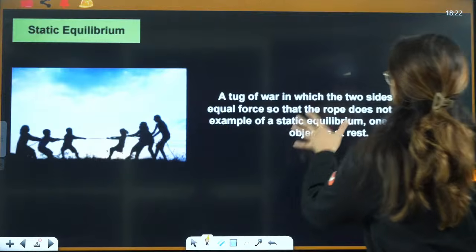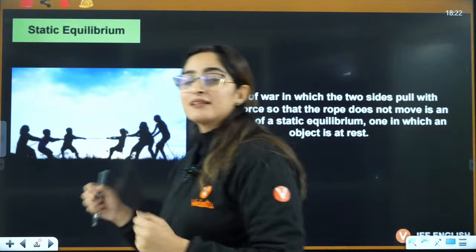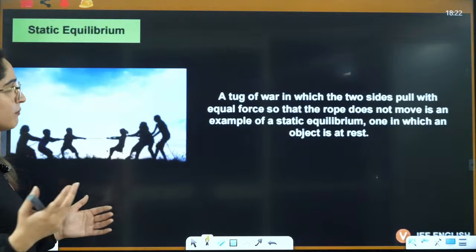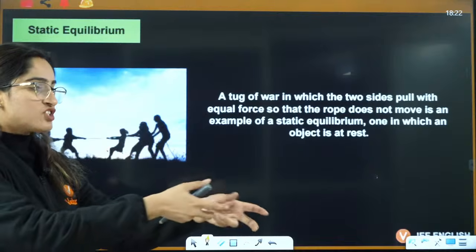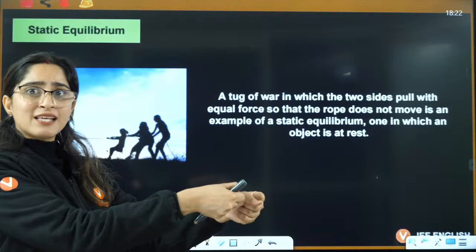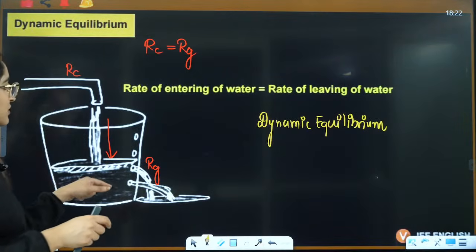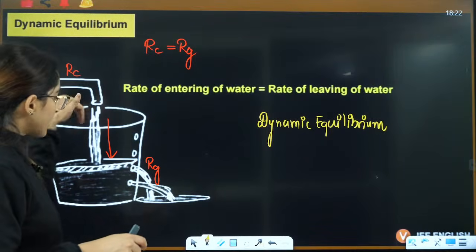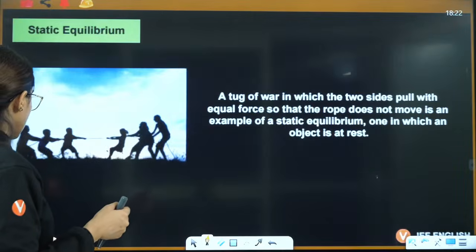A tug of war, in which two sides pull with equal forces, is also a case of equilibrium. But that is a case of static equilibrium, because nothing is changing. I am pulling you, you are pulling me, we are not changing, we are at the same position. So that is static. Here it is changing. This is called dynamic, because water is coming, water is going. That is dynamic equilibrium.